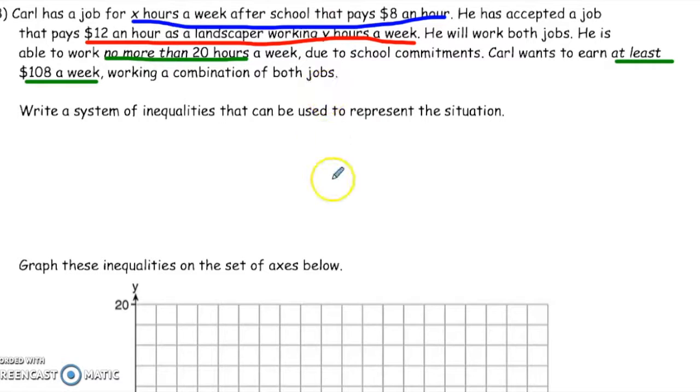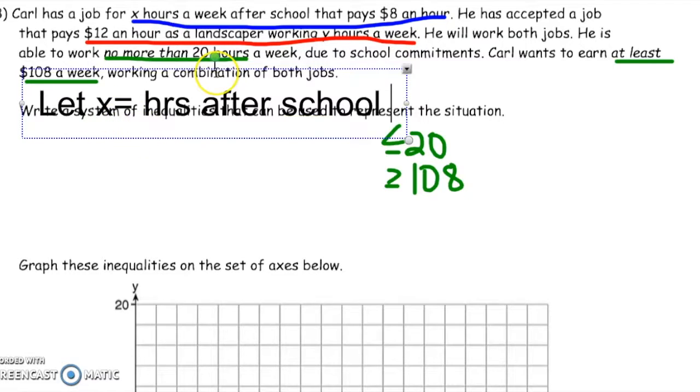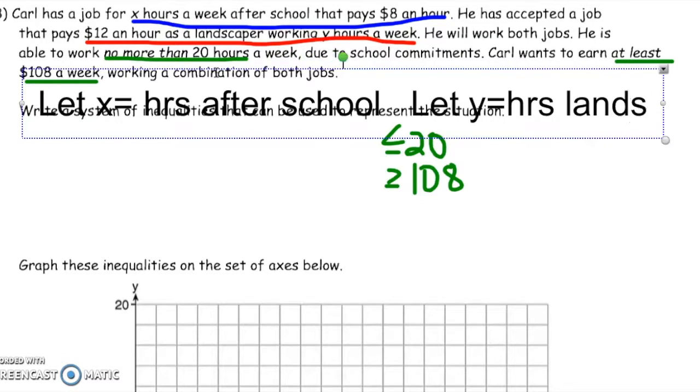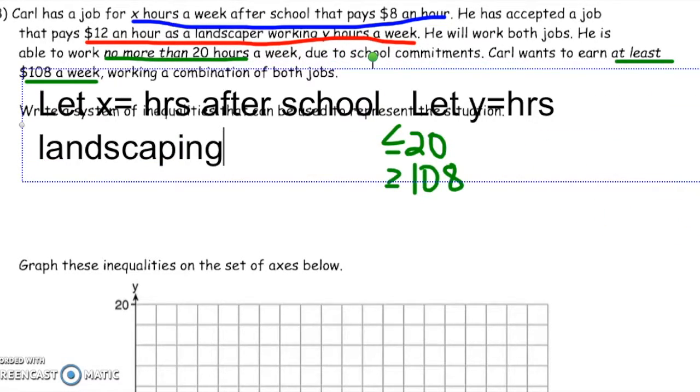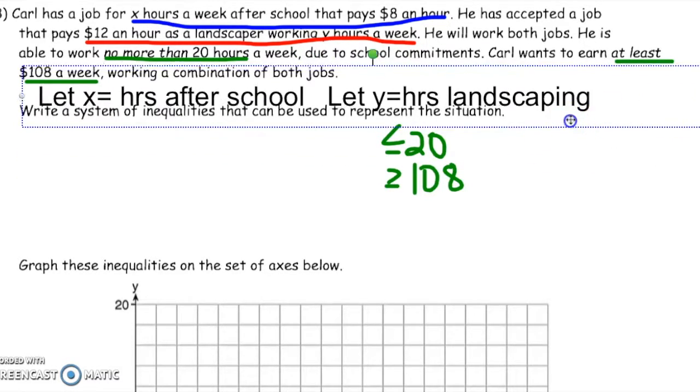So let's start with the inequality symbols. We have no more than 20 hours. We know that's going to be something. And we also know at least 108. He wants to earn at least 108 bucks. So we're going to let X equal the hours after school, and Y, hours landscaping. Just so you know, that's what we're working with here.